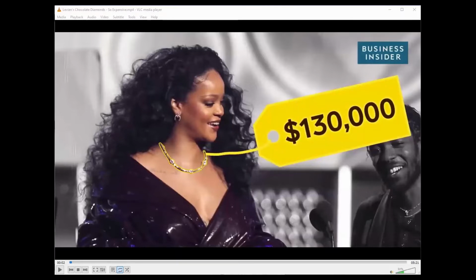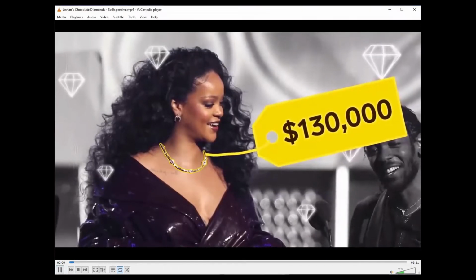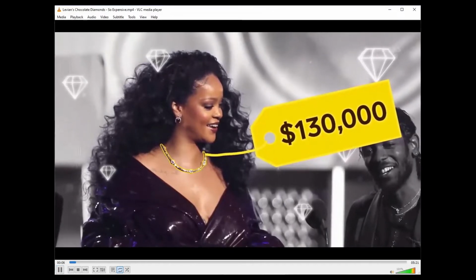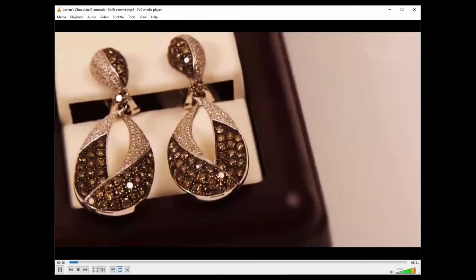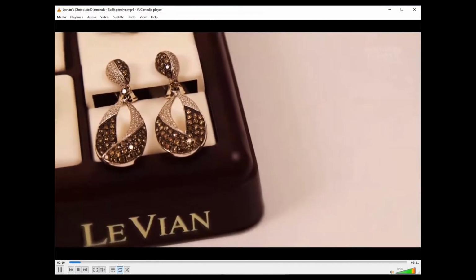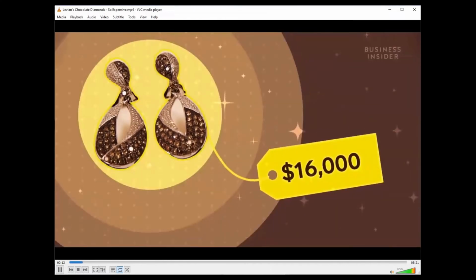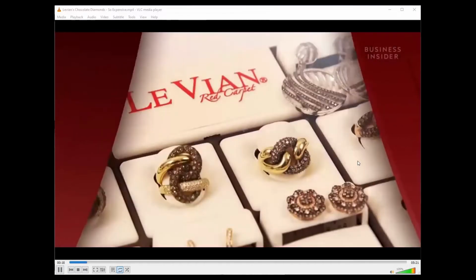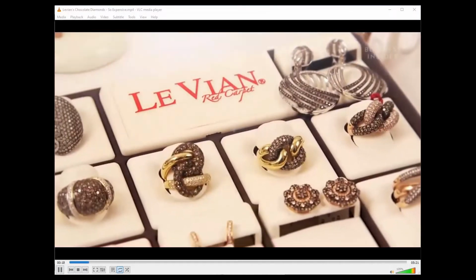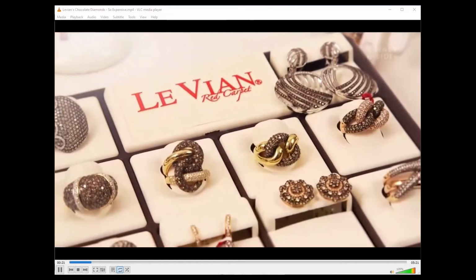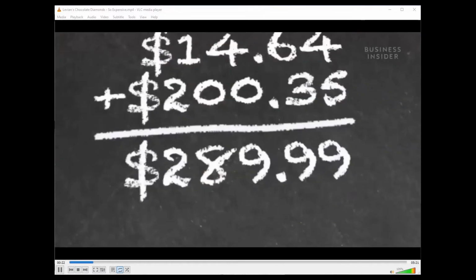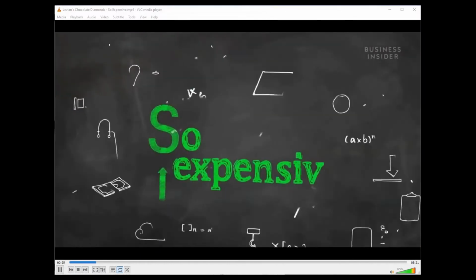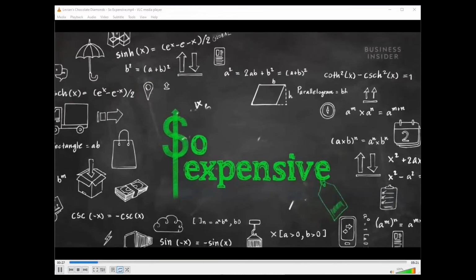Listen to the story behind Leveons chocolate diamonds, and then we will discuss. A $1,000 chocolate diamond necklace to the 2018 Grammys, and these chocolate diamond earrings that J-Lo likes to borrow, just over $16,000. But it wasn't that long ago when brown diamonds would have never made the red carpet, selling for 6 times less than they do today. So what changed? Why are chocolate diamonds so expensive?